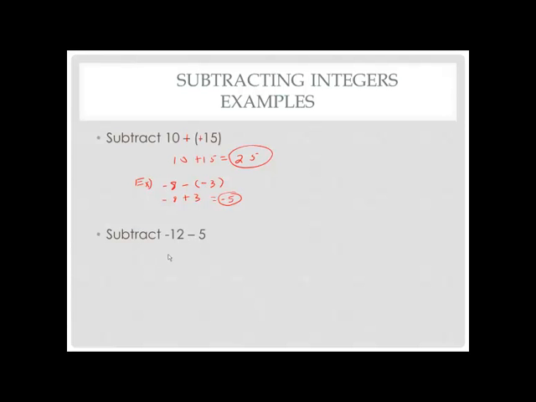Same thing with this one. Keep the first number as it is, change to plus, and we have to change the sign of this 5 to a negative 5. So now I have negative 12 plus negative 5. And then we use our rules that we just learned in addition. Same signs, so we add the absolute values of the numbers. 12 plus 5 is 17, and we keep the sign, negative 17. So keep, plus, and change, and then you use your rules, the same rules that we use for adding integers.